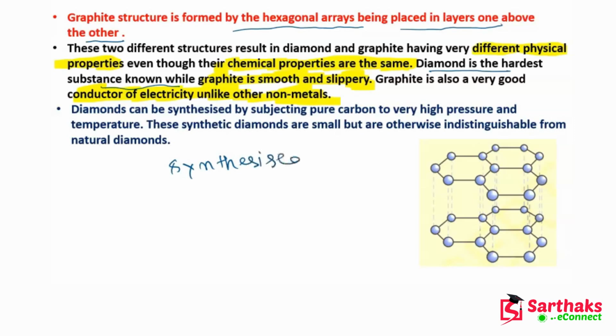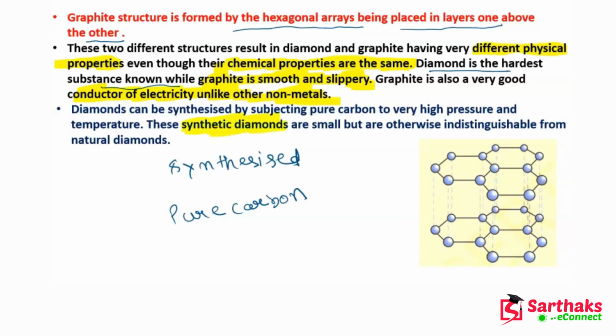Synthesize diamond. You can also call it artificial diamond, where you make it in a laboratory by subjecting pure carbon to very high pressure and temperature. If you apply this to pure carbon, then it will become diamond.